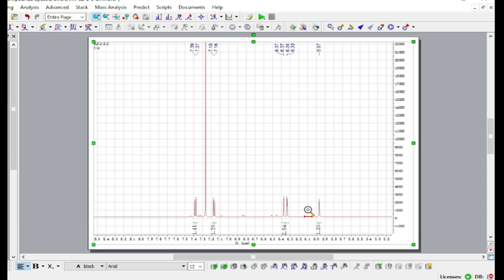Again, there's no thumb rule, but you have to use your background knowledge or the information that you have from the HREI-MS spectrum, right? I hope your question is answered.